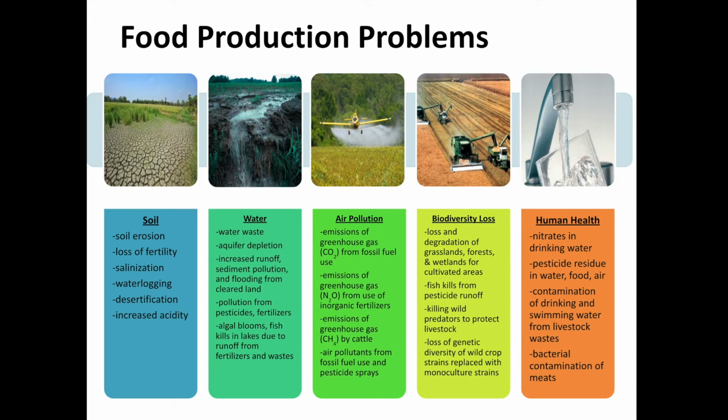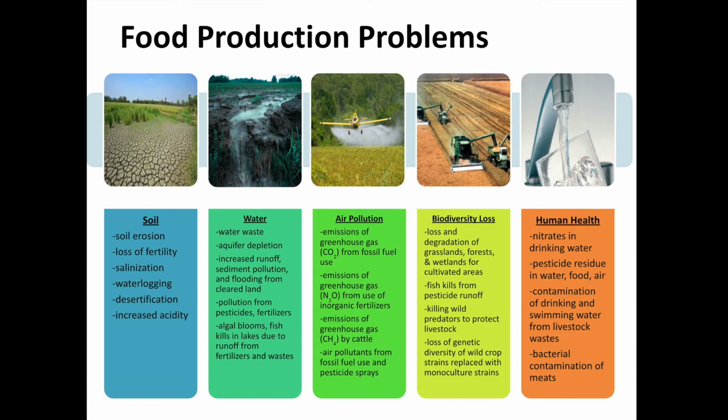The amount of runoff that comes from irrigation leads to sediment pollution, leads to pollution from pesticides and herbicides, leads to excess fertilizer in aquatic systems that can result in algal blooms and fish kills. So we're definitely seeing a major impact on our water resources.